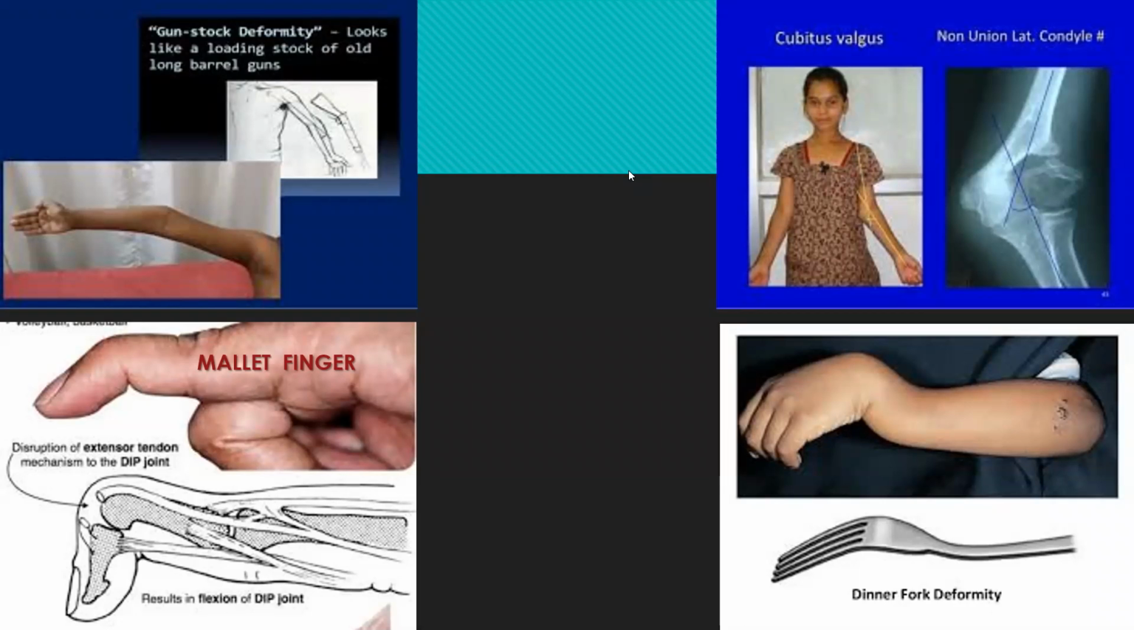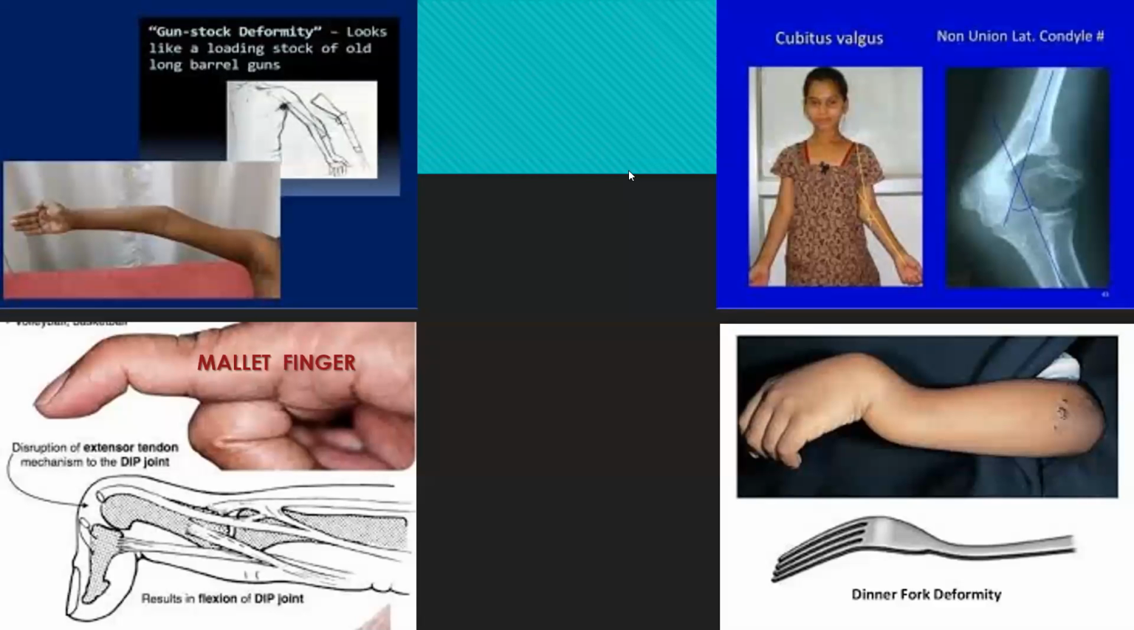On the top right, you see the cubitus valgus deformity. In this girl, it is due to a lateral condyle fracture, which has gone for non-union. On the bottom left, you see the mallet finger deformity. This is the classical mallet finger deformity.